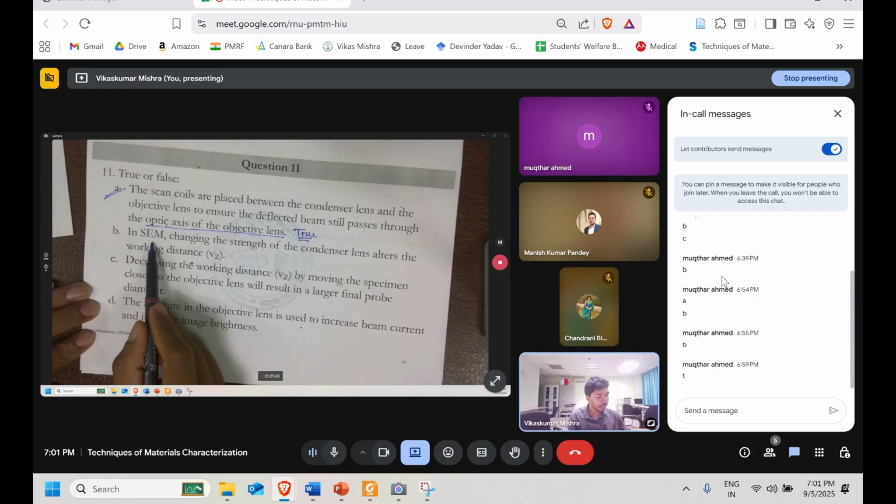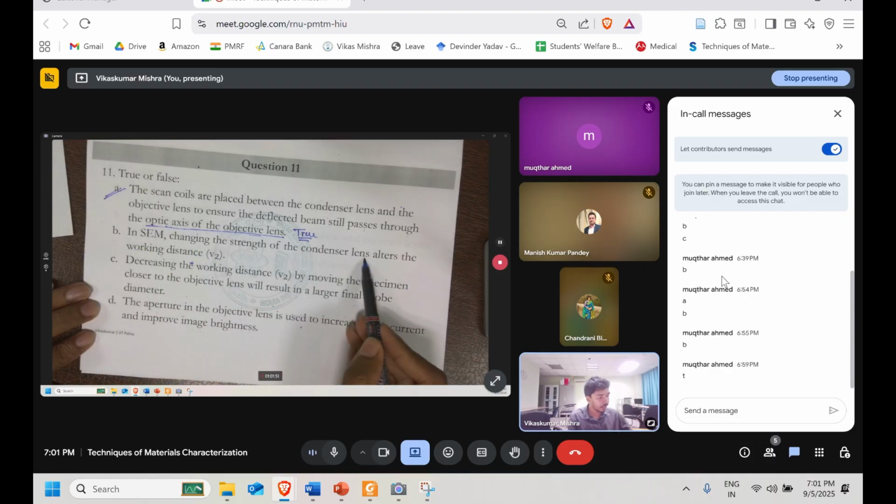The B part. In the SEM, changing the strength of the condenser lens alters the working distance. Is it true?